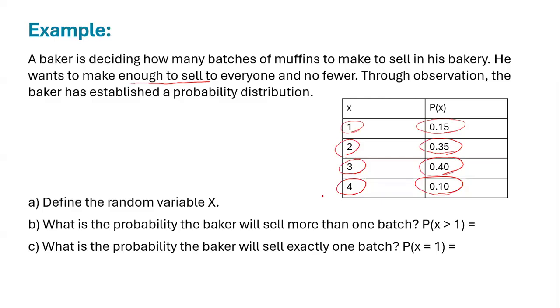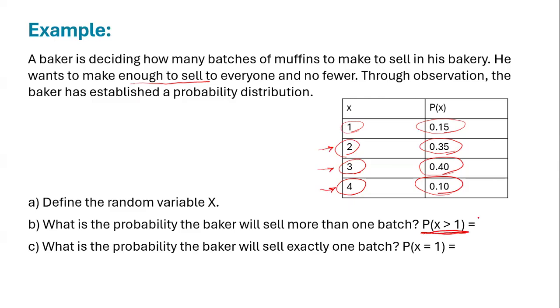Now, what is the probability that the baker will sell more than 1 batch? More than 1 batch means the probability of x more than 1. If you look at the table, X values, the random variables, can be 1, 2, 3, or 4. When it says X is more than 1, that means X can be 2, or 3, or 4. And whenever in a probability topic I say "or," it means add. We learned this in chapter 3. So "or" always means add.